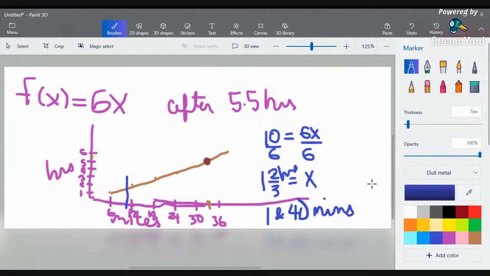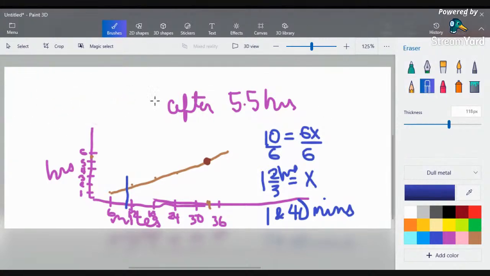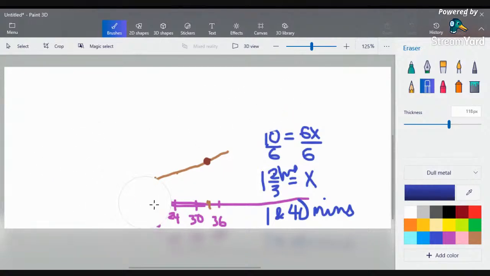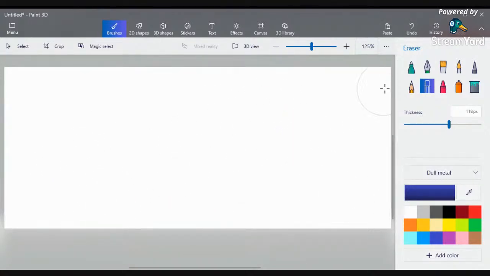Okay, so that's it for our exercise. Let's proceed to the enrichment activity. I will answer only number 1 and you have to answer your number 2. Light travels about 186,000 miles per second. The rule is D equals 186,000 t. Describe the relationship between the distance D in miles and time in seconds. How far does light travel in 20 seconds?